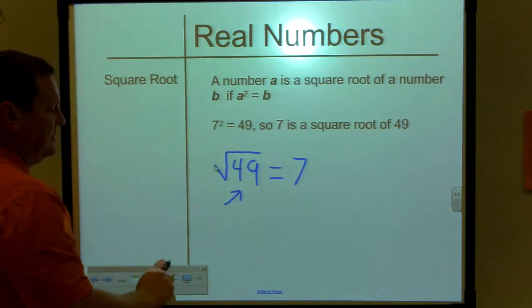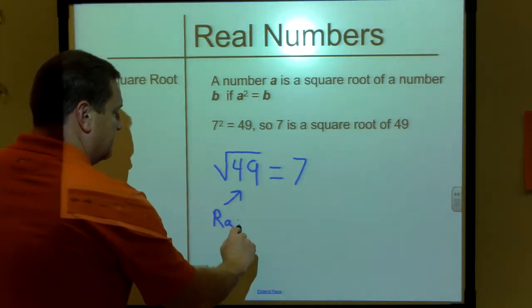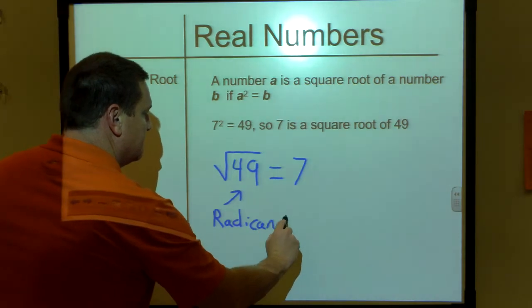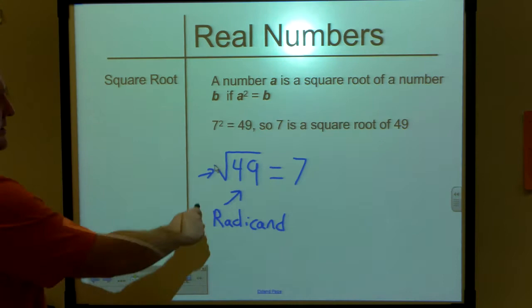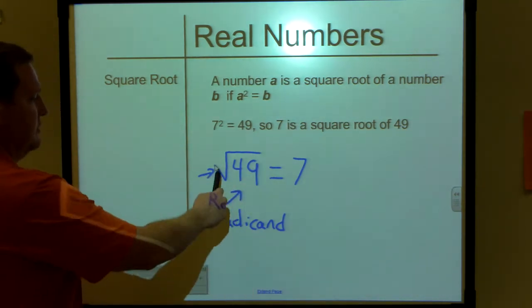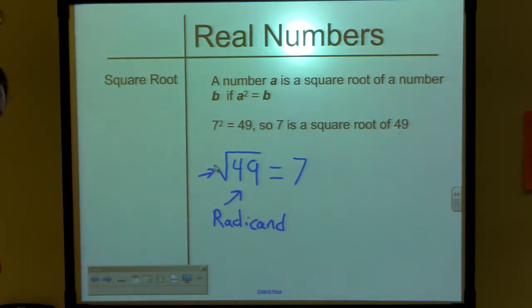This number under here has a name, it's called the radicand. And this, of course, is called the radical symbol. This whole thing makes up a radical. So the square root of 49 equals 7.